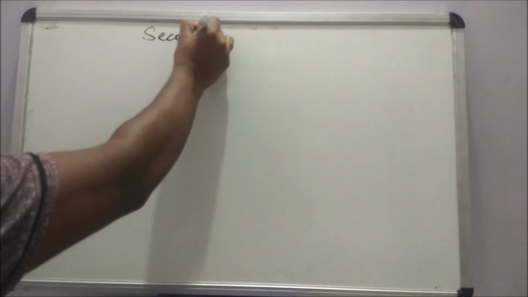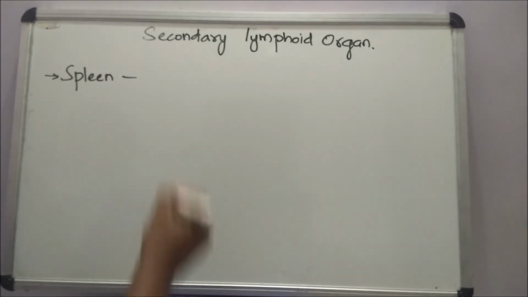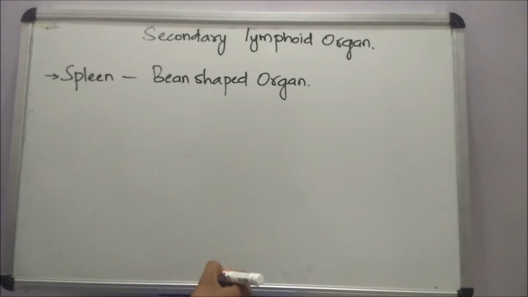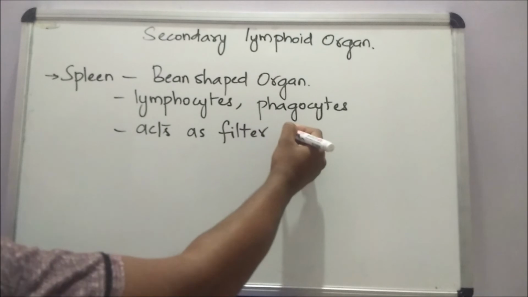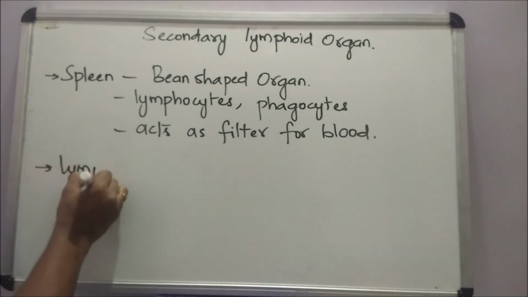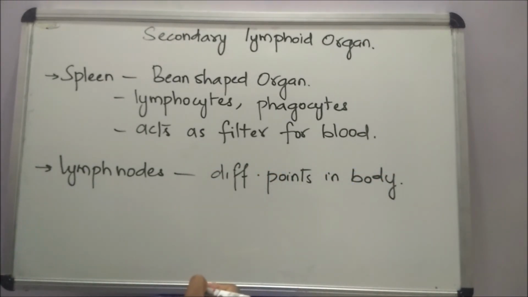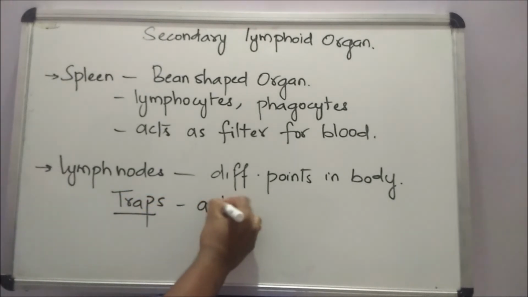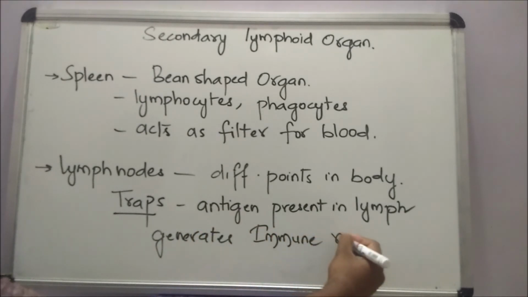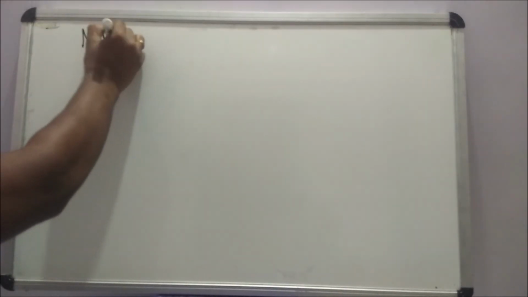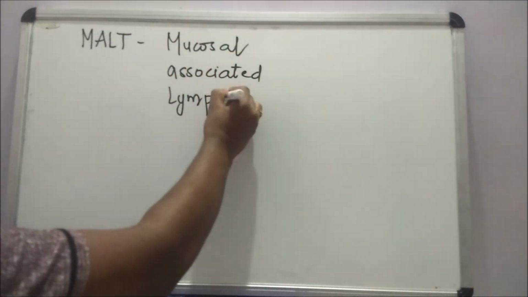In secondary lymphoid organs, lymphocytes migrate after being produced or after attaining maturity. It includes the spleen, a large bean-shaped organ containing lymphocytes and phagocytes, which acts as a filter for blood. The second is the lymph nodes, located at different points throughout the immune system. They trap the antigens present in the lymph or tissue fluid, and these antigens cause activation of lymphocytes and generation of an immune response. There is another special type of lymphoid tissue called MALT, mucosal associated lymphoid tissue.